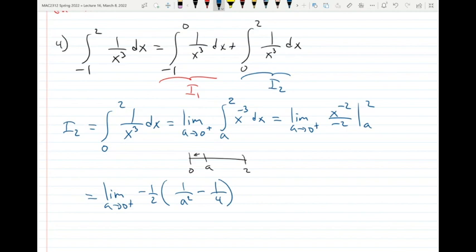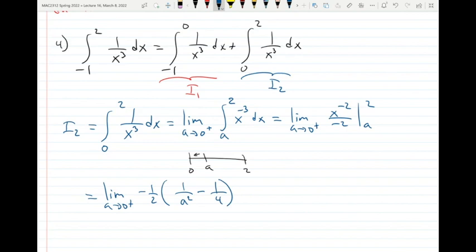Right? Okay, so what happens to this limit? When a approaches 0, what happens to 1 over a squared? It approaches infinity. Remember, when you have a fraction, if the top is constant and the bottom gets smaller and smaller towards 0, your fraction gets bigger and bigger. So this one goes to positive infinity.